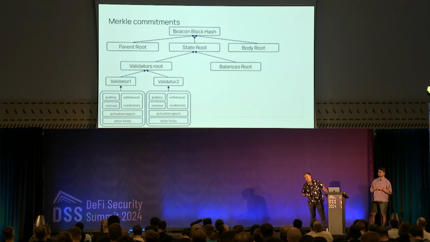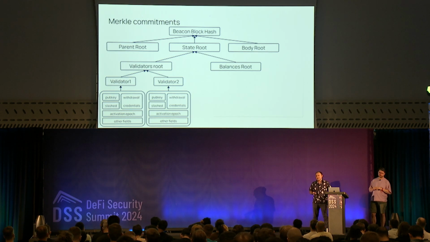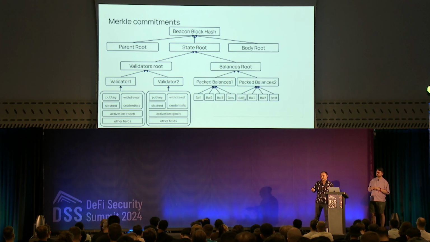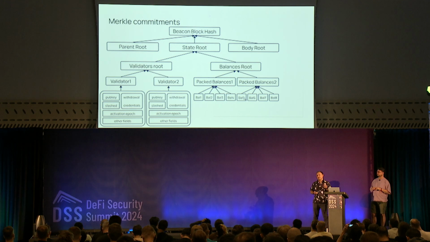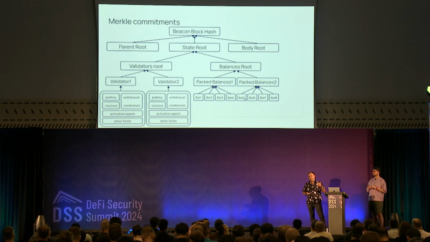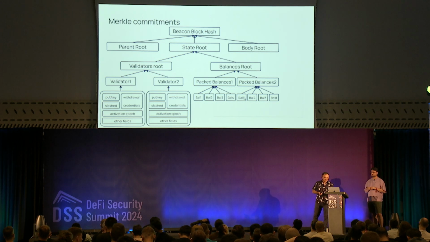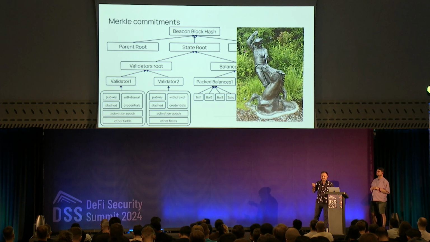And for balances, it's slightly different because they are packed in the SSZ spec. Balances are 8 bytes, and they're packed 4 items together into a packed balance, and then this forms leaves of the Merkle tree. And if you look at it, this whole thing looks like this.